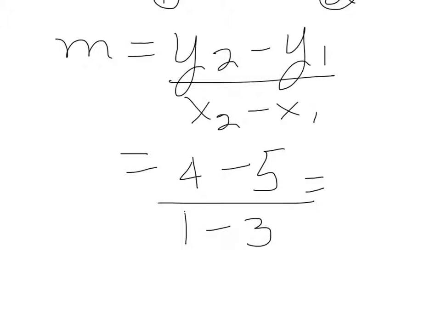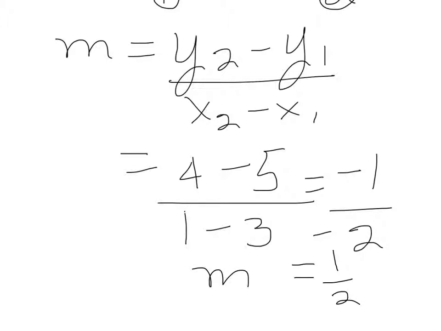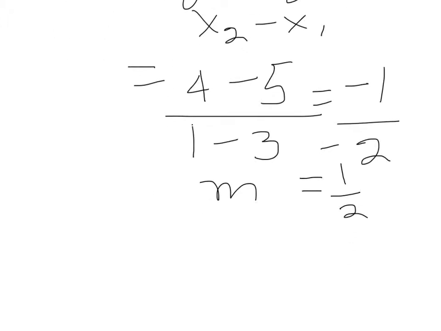All right, so what's 4 minus 5? Well, that's a negative 1, right? And what's 1 minus 3? Well, that's a negative 2. So I've got 2 negatives now: a negative 1 divided by negative 2. I want that in the most simple form, so negative divided by negative is a positive, and this just becomes 1/2. So my slope is now equal to 1/2, and that's the answer for checkpoint 1.